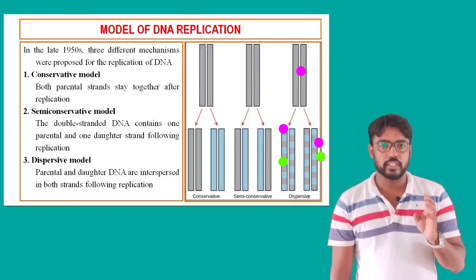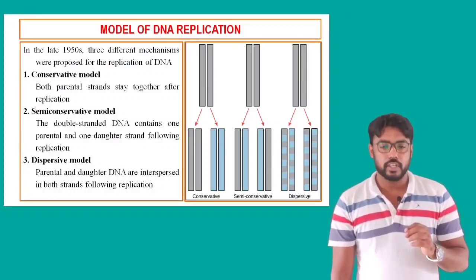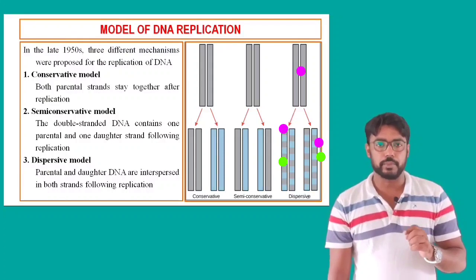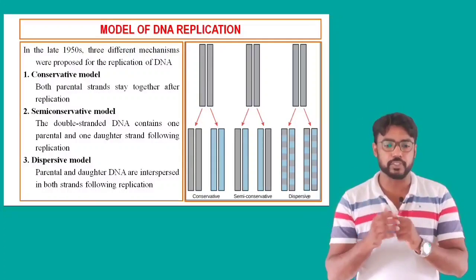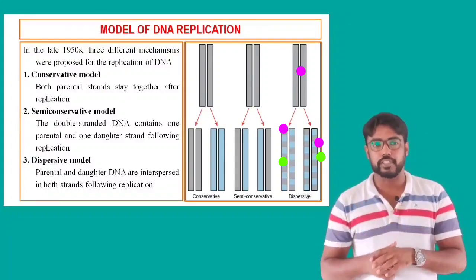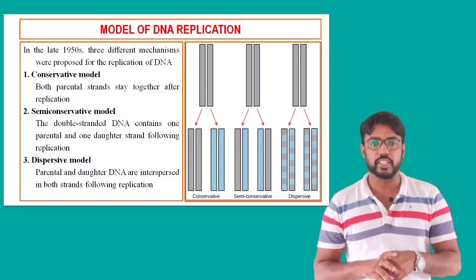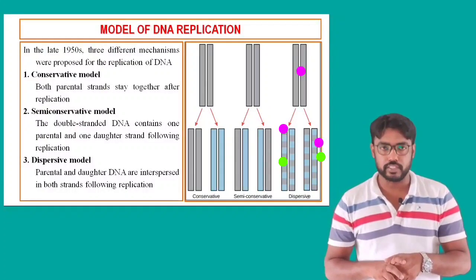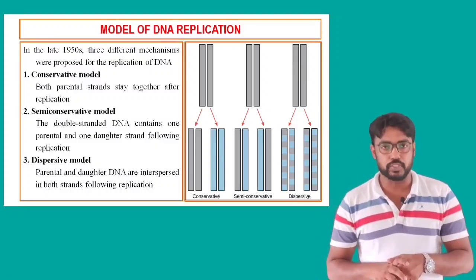In the third one, the dispersive mode of replication, both parental and daughter DNA are interspersed in both strands following replication. Okay, this is the dispersive model.